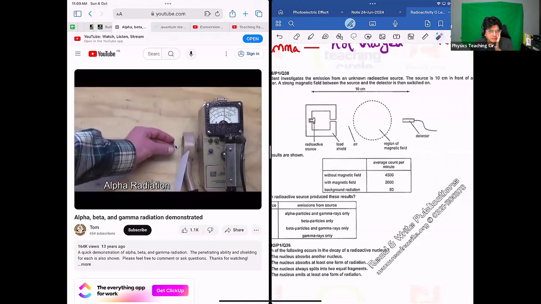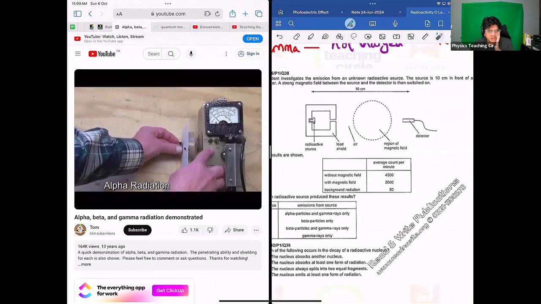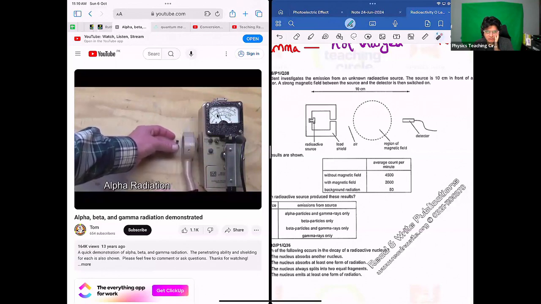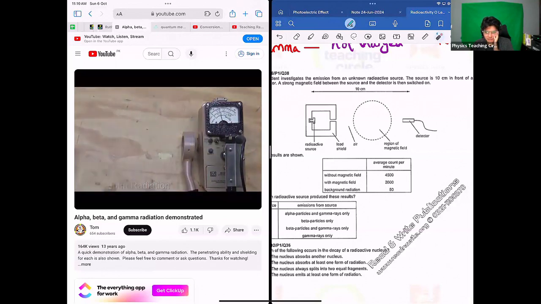Now what do you see? When he puts this piece of paper or cardboard in the middle, does it drop? Does the count drop? Does the deflection decrease? Does that make sense? Because they're stopped. They're unable to go inside this. Does that also make sense?